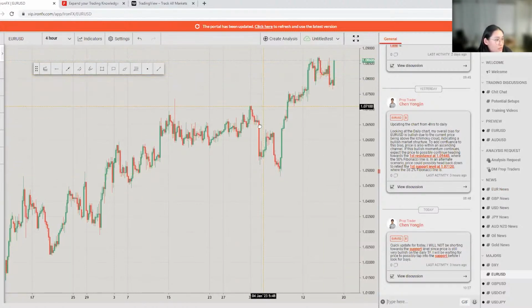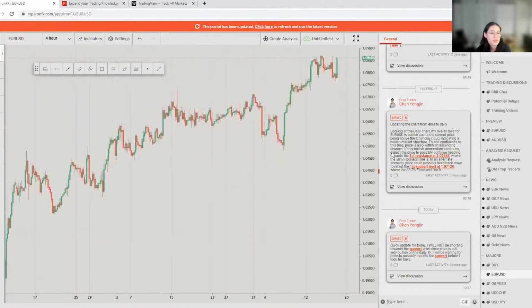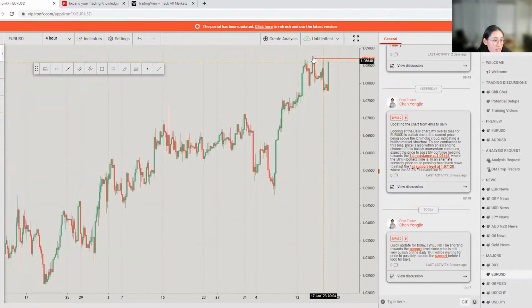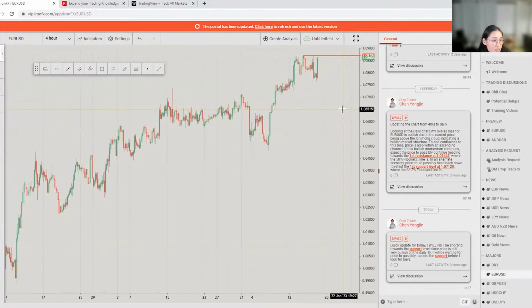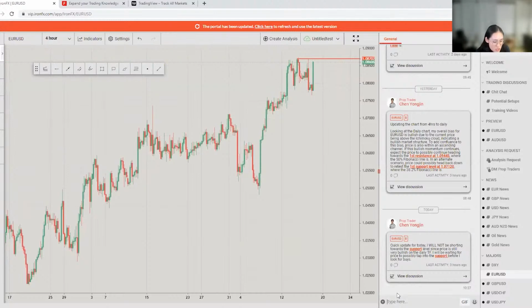Let me just remove everything. So we have Fibonacci retracements, extensions, any horizontal rays that you guys want. For example, if I see that this is a resistance and I'm not sure if my analysis is correct, you can go ahead and type a message in the chat box. So like maybe Desmond, hey.